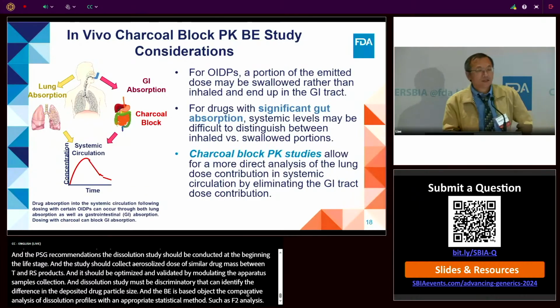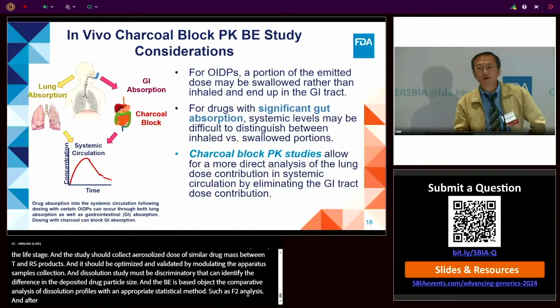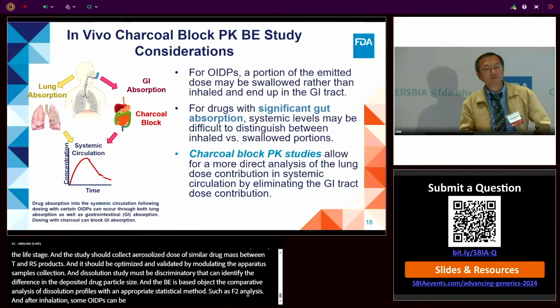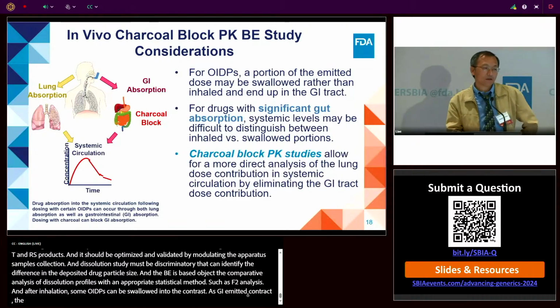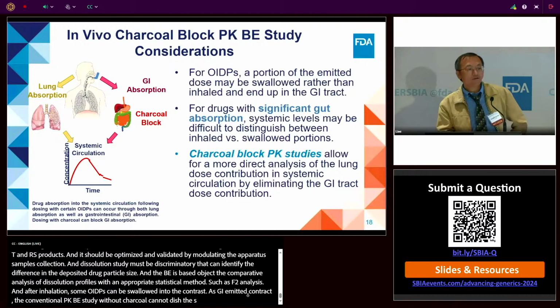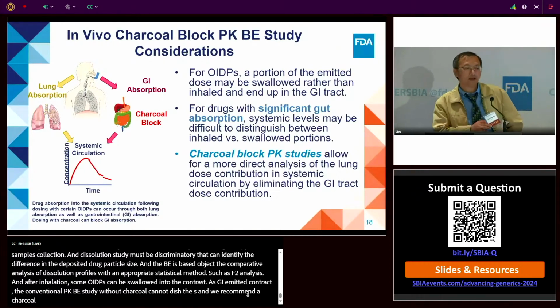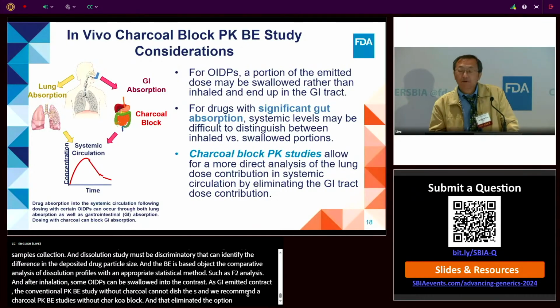And after inhalation, some OIDPs could be swallowed into the GI tract. If there is a significant GI absorption from the GI tract, the conventional PK BE study without charcoal block cannot distinguish the systemic exposure from the inhalation portion or the swallowed portion. Therefore, for these products, we recommend a PK BE study with charcoal block that can eliminate the GI absorption and obtain the PK profile only from the local lung deposition.